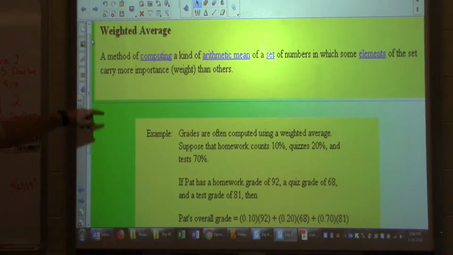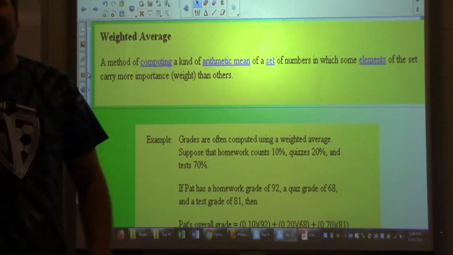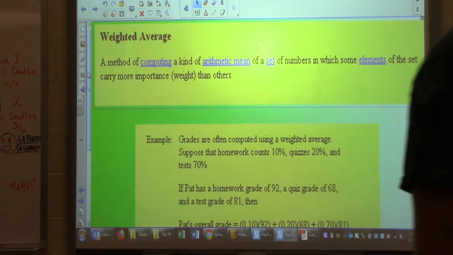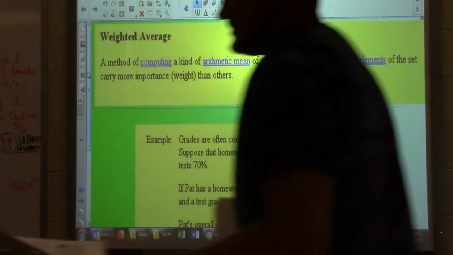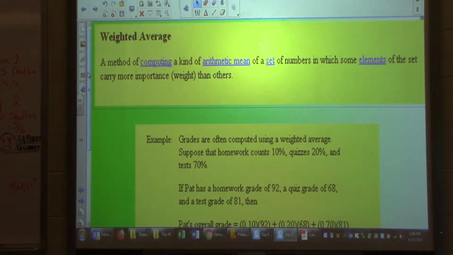The first one we're actually going to do is weighting averages on cameras, trying to figure out which is a better quality camera based on different things. Weighted averages are a way of computing a mean with a set of numbers in which some elements of the set carry more importance than others. Like tests are worth 50% in this class, the final exam's worth 20%. It carries more weight than certain things.